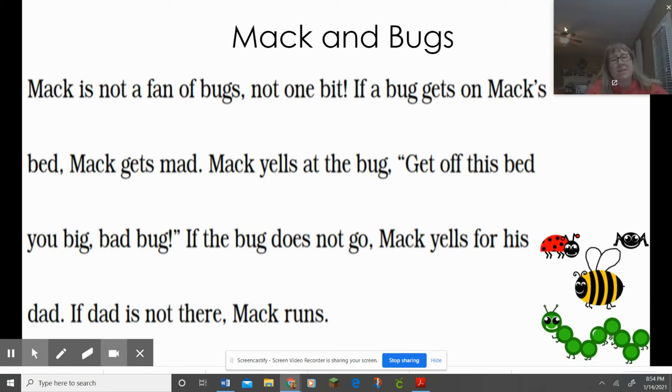Read the second sentence. Remember, the sentence ends at a period, not at the comma. The comma means you take a breath. Give your teacher a thumbs up when you've read the second sentence.